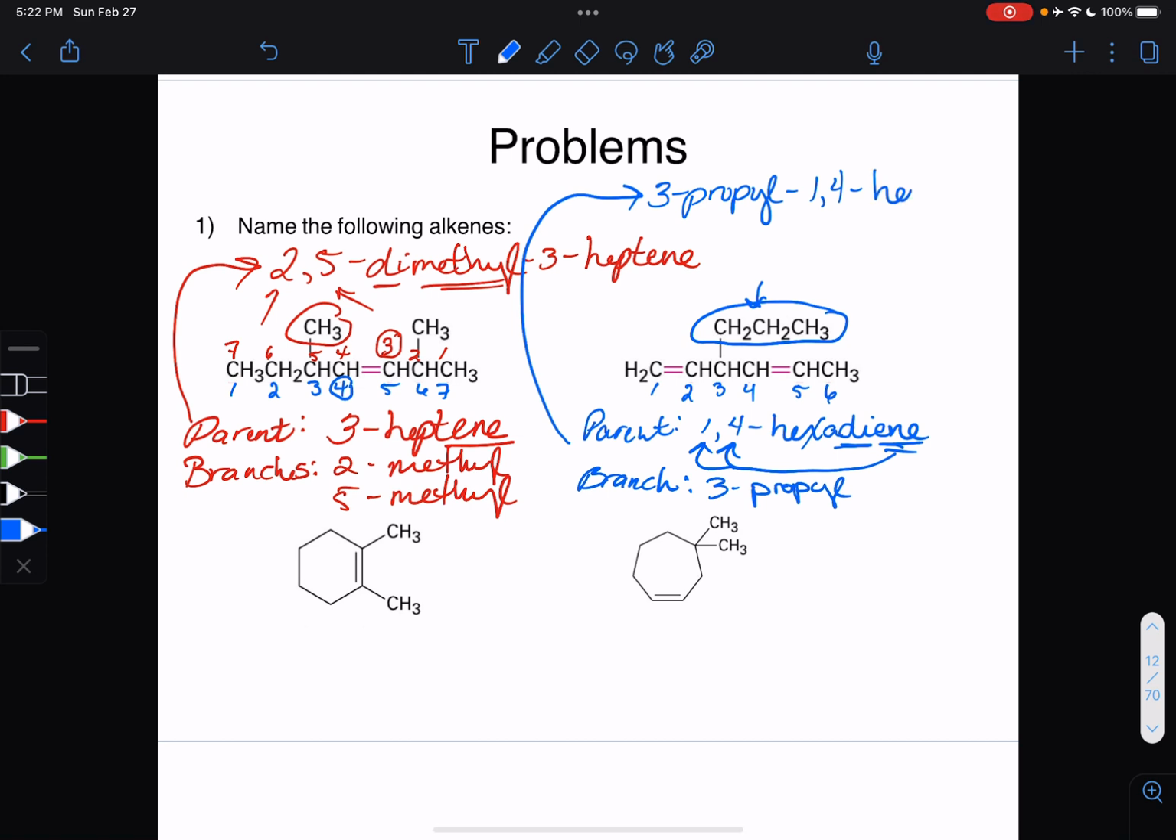1,4-hexadiene. That's what that one is called. 3-propyl, 1,4-hexadiene, or 3-propylhexa-1,4-diene. But who wants to put numbers in the middle of a word? Not me, only IUPAC. All right, let's go down the bottom and do some cyclic structures, because those are always super fun. All right, so taking a look at this one right here.